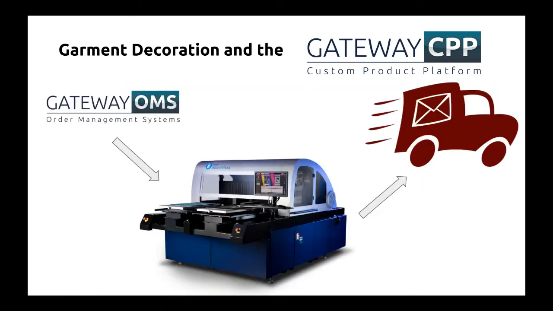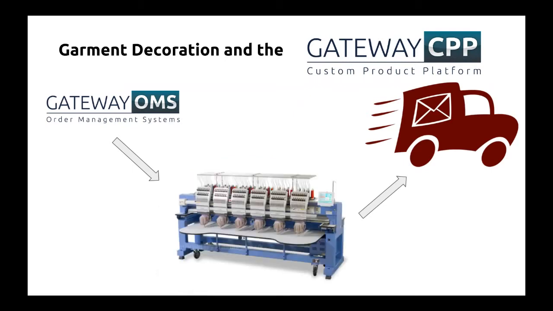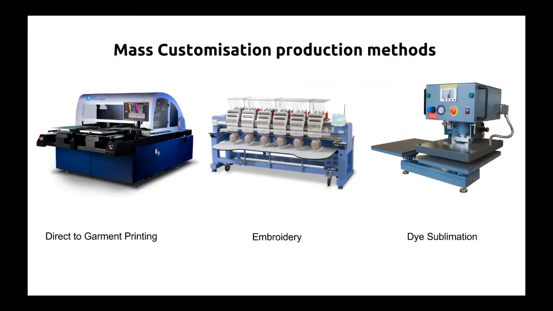So what this is actually achieving is providing a very simple interface for orders to route into Gateway's order management system directly into the printing machine or the embroidery machine with the least amount of manual intervention possible, so that it is a case of taking an order directly from a website straight to production and out of the door. So the main mass customization production methods really are going to be direct-to-garment printing, embroidery, and dye sublimation. So there's transfer press for the dye sub.